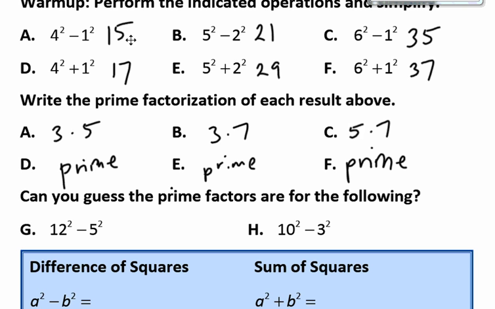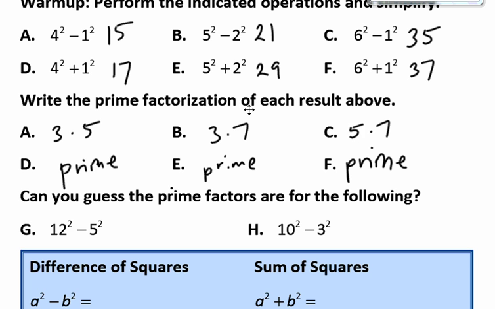If you look at A, 15 is the product of 3 and 5. Now look at the numbers that I was subtracting here, 4 and 1. How do 3 and 5 relate to 4 and 1? Well, 4 minus 1 is 3, and 4 plus 1 is 5. Let's see if that same pattern continues for part B. 5 minus 2 is 3, and 5 plus 2 is 7, which are the factors of 21. And the last one, C, 6 minus 1 is 5, 6 plus 1 is 7, which are the factors of 35.